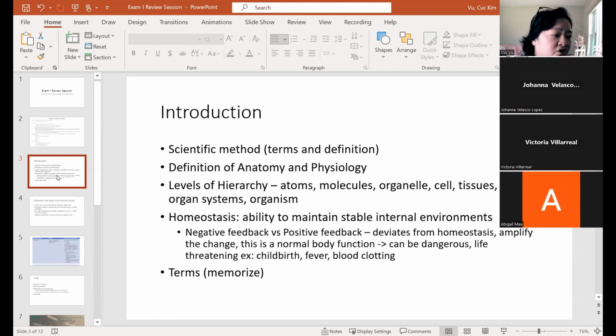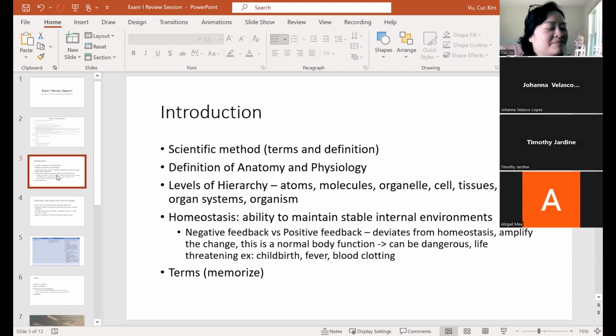For the introduction, make sure you know the chapter on the scientific method, all the terminology and all the definitions. Be able to define what anatomy is and what physiology is. Sometimes it could be pure regurgitation. For example, the study of structure is what? Anatomy. Thank you.